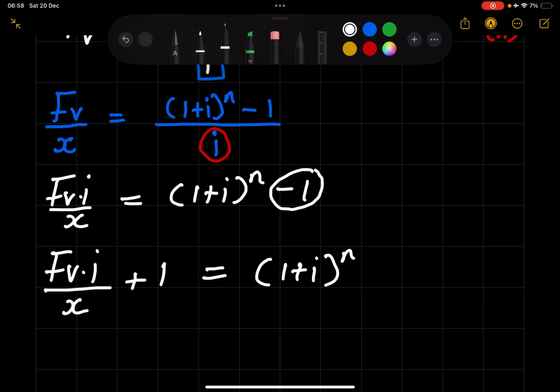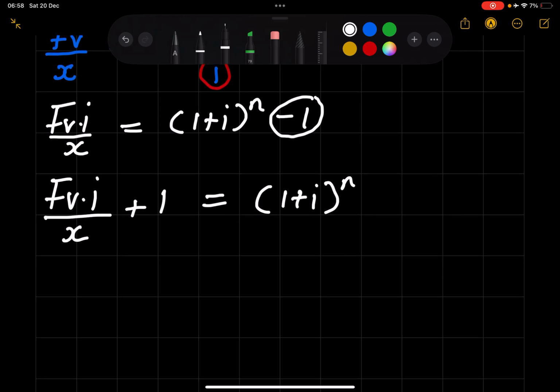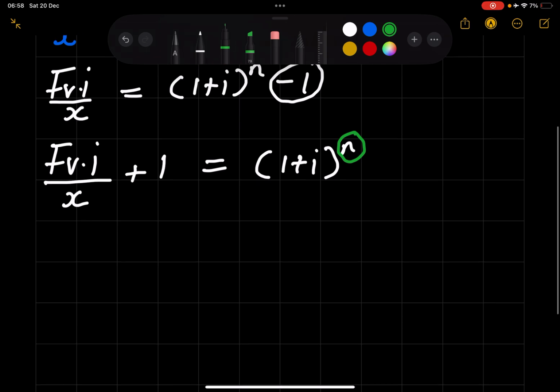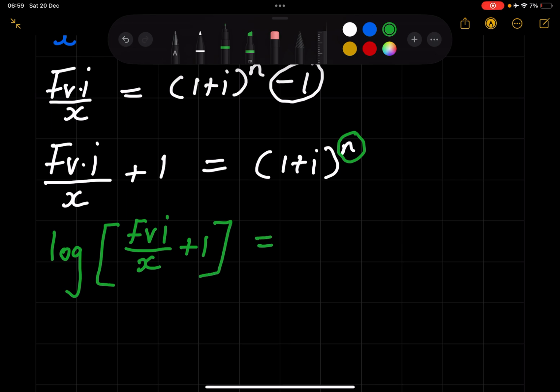Okay, now, since n is the exponent, remember we're looking for this guy here. Since n is the exponent, we have to apply the logarithms to bring it down. You always apply logarithms when you're solving for an exponent. So I'm going to introduce logs on both sides. So I'll say log of FV I over x plus 1 is equal to log of 1 plus I to the power of n. So I introduced the log on both sides.